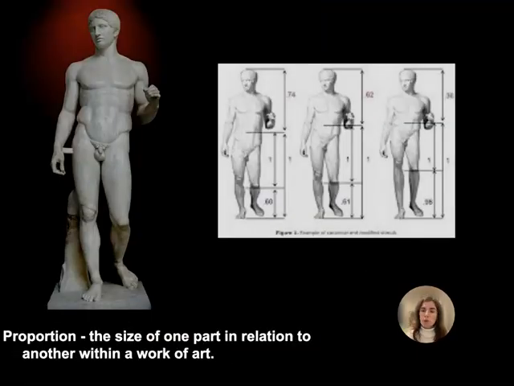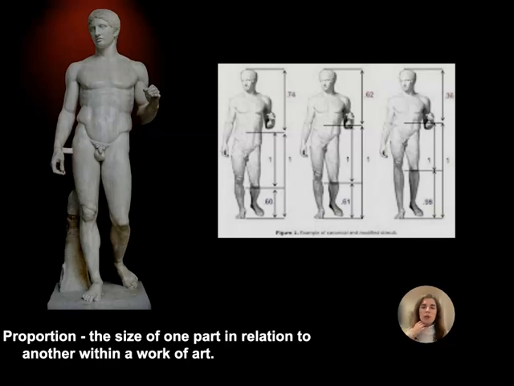We also have what's called proportion. So proportion is the size of one part in relation to another within a work of art. So we have with some cultures the idea of ideal proportion or systems or canon of proportion. So for example, in Greece, we have certain sculptures that are considered the canon or kind of establish the perfect body for a particular period in art.